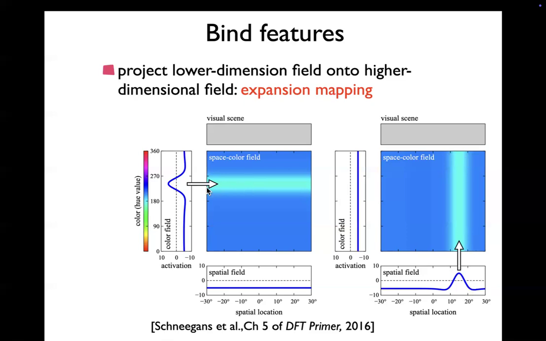So the mapping is an expansion mapping where every location in the field that is consistent with the value along one of these two dimensions, here the color dimension, gets the same input. It's a rich input, right? And similarly along space, along color. Every location for any color gets a boost input.